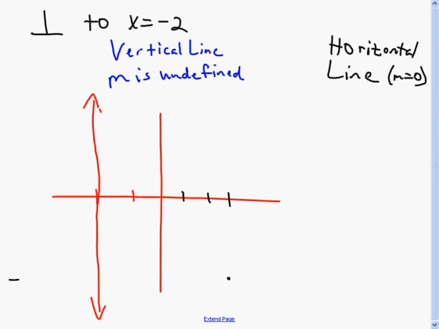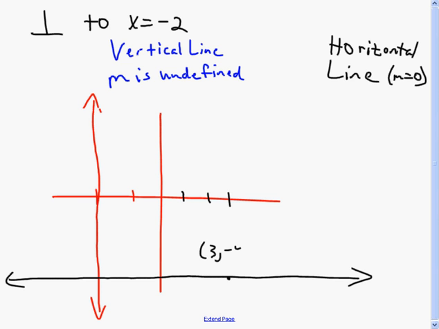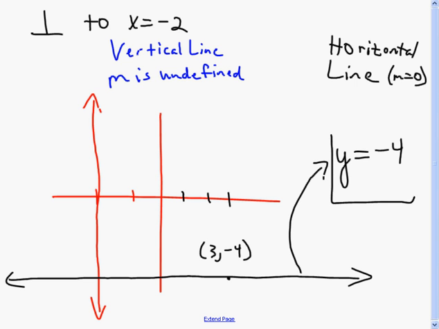And I want a line that's horizontal going through that point right there. So the coordinates of that point are 3, negative 4. That means that my line that is perpendicular to the line x equal to negative 2 is my line here in black. And we know that the equation of any horizontal line is just y equal to something. And in this case, my y value is negative 4. So my line is y is equal to negative 4. There's the line perpendicular to x equal to negative 2.